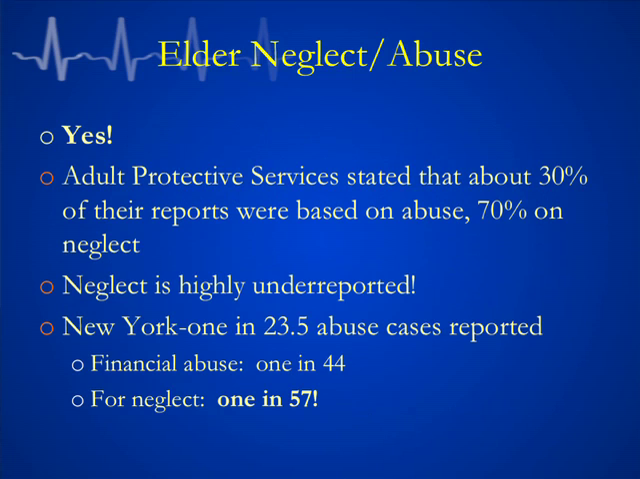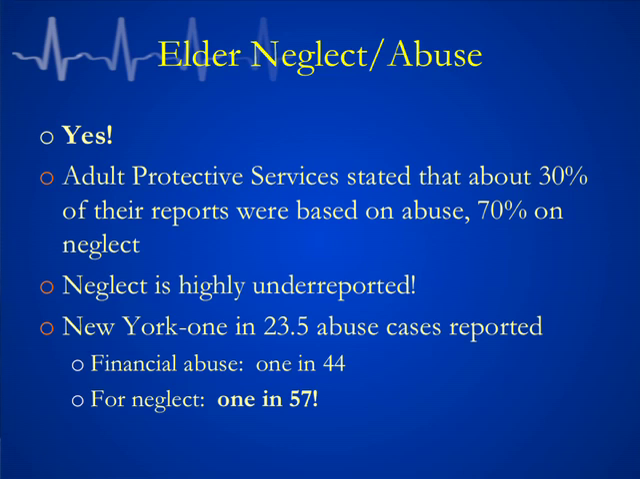Now, as a side note here, I was looking up some of the literature when it comes to elder neglect and abuse. Adult Protective Services stated that about 30% of the reports were based on abuse, 70% on neglect. Neglect is obviously highly underreported. In New York, they had a study, and 1 in 23.5 abuse cases were reported. So out of the 23.5 possible abuse cases, only 1 of them were reported. Highly underreported, right? Out of those abuse cases, 1 in 44 were financial abuse, right?